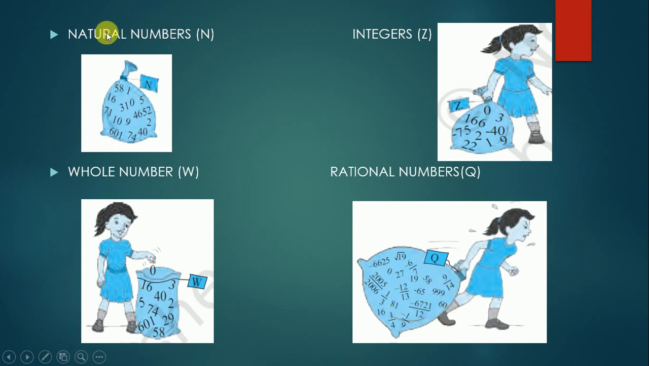So once more, natural number means numbers starting from 1 to infinity. Whole number means numbers starting from 0 to infinity. Natural numbers and whole numbers both have positive numbers only. Now the integers have positive numbers, 0 and negative numbers. But the rational numbers have positive numbers, 0, some negative numbers and also fractions.